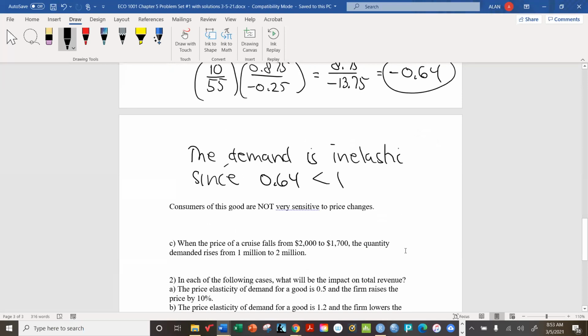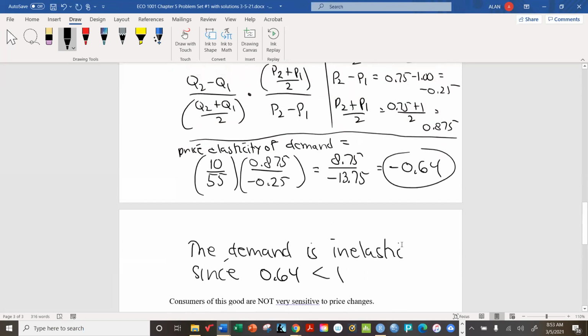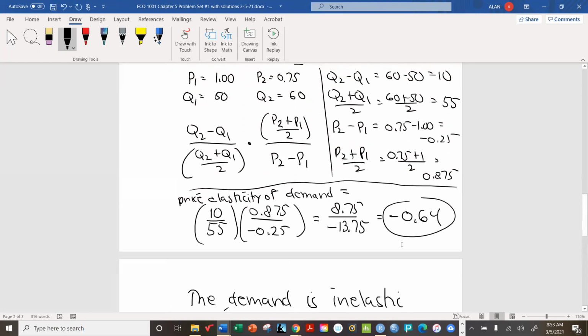All right, and then we have one more. Did everyone get that? If not, go back and double check. You could have made a mistake. There's so many opportunities to make mistakes here. That's the problem with this formula. It's kind of a mess, but once you get used to it and do it a few times, you should be okay.